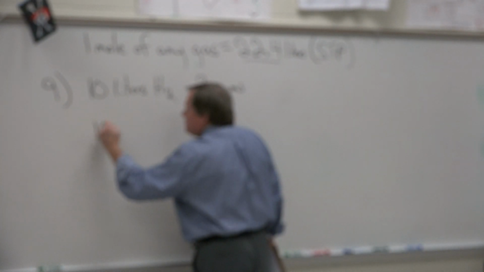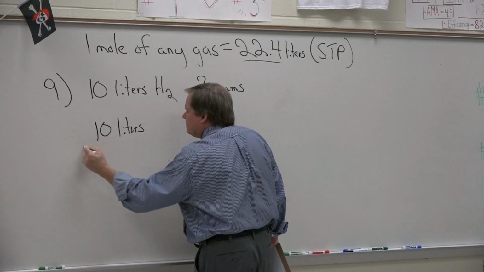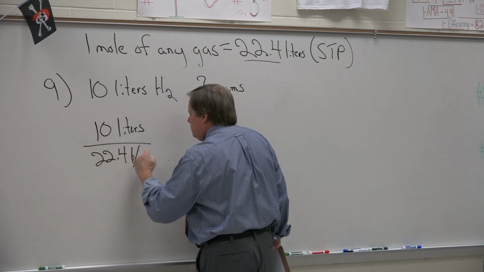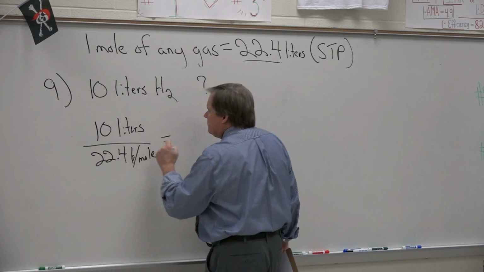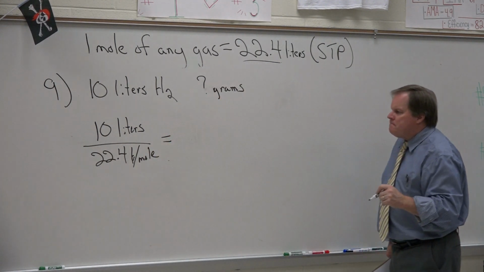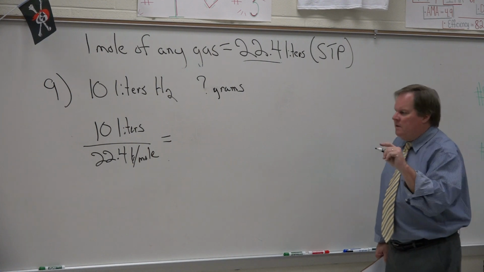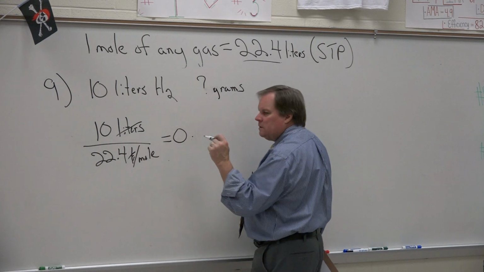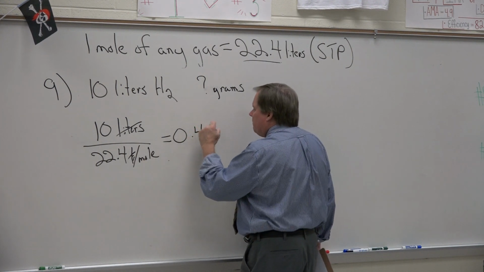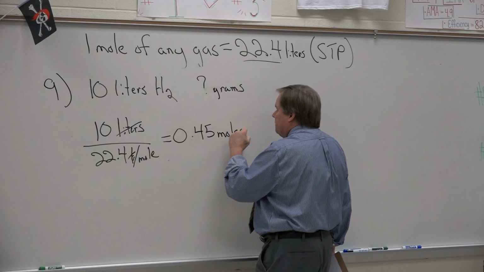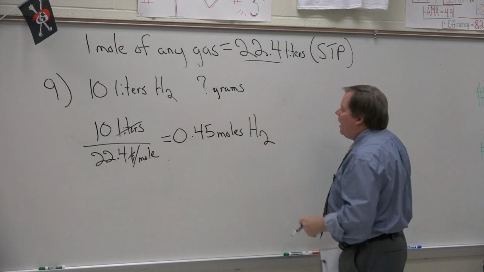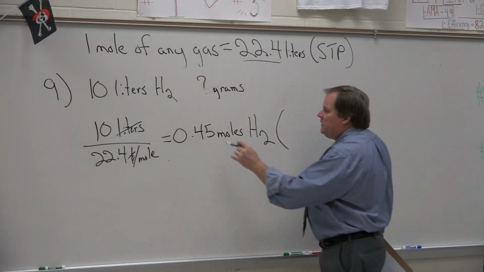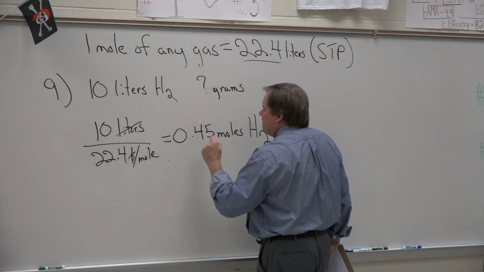So 10 liters over 22.4 liters per mole gives me how many moles? 10 divided by 22.4? 0.45 moles of H2. I need to know how many grams I have. And H2 is how many grams per mole? 2.